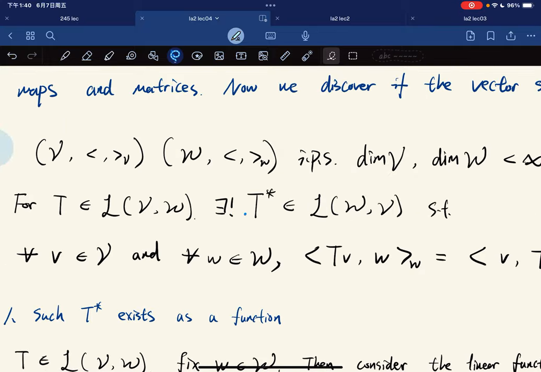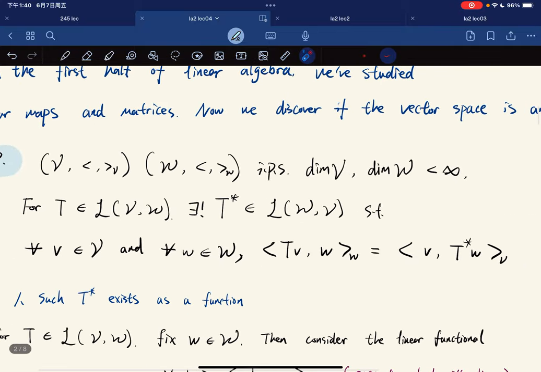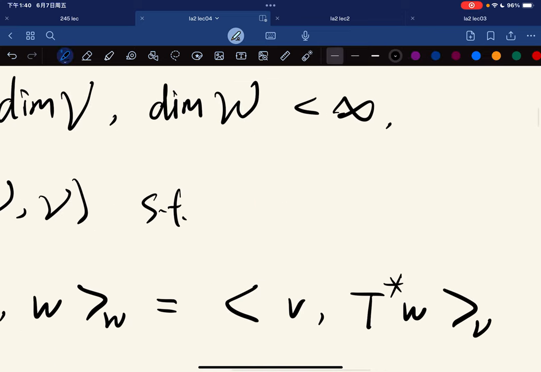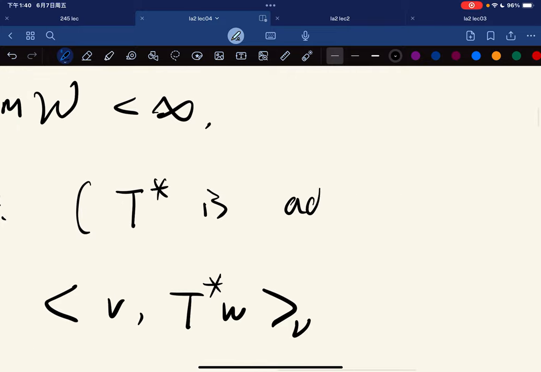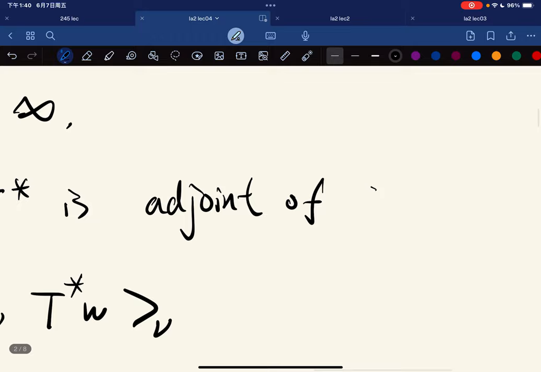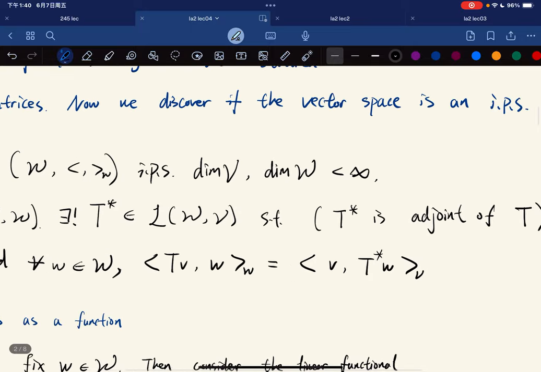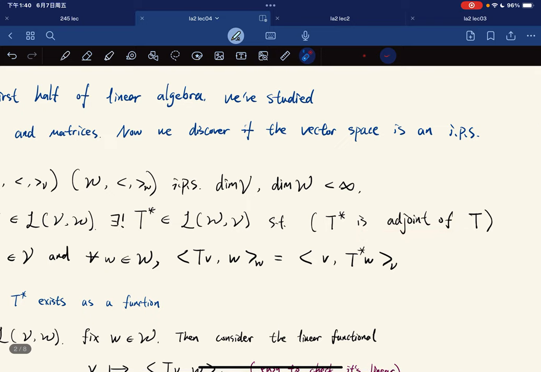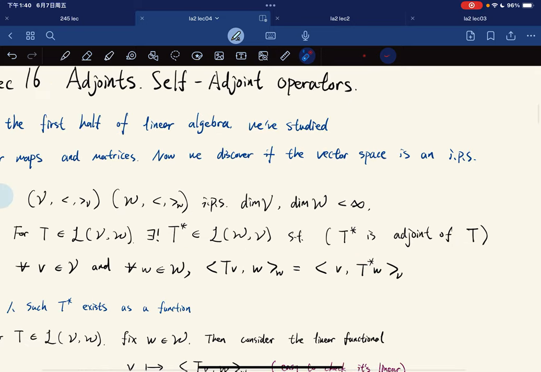There exists a unique other linear map such that for any v and w we have this equality. We call T star the adjoint of T, which satisfies: the inner product of Tv and w is the same as the inner product of v and T star w.